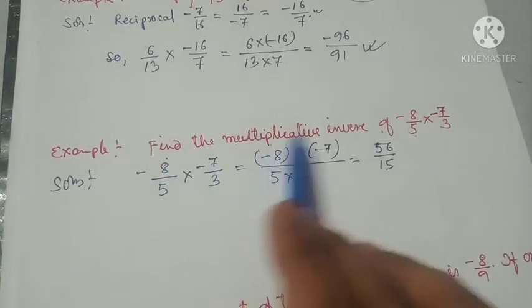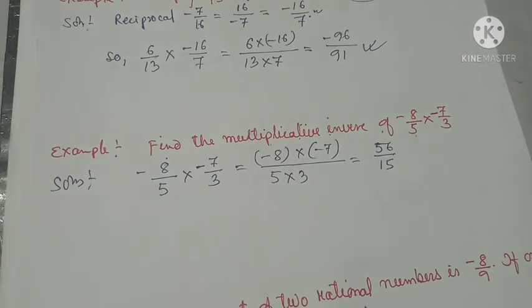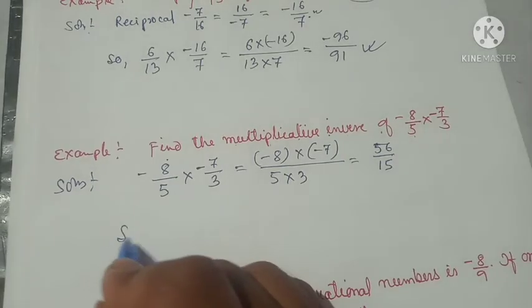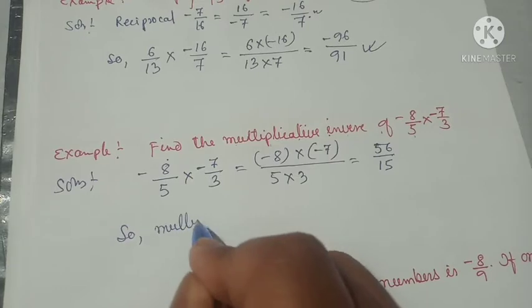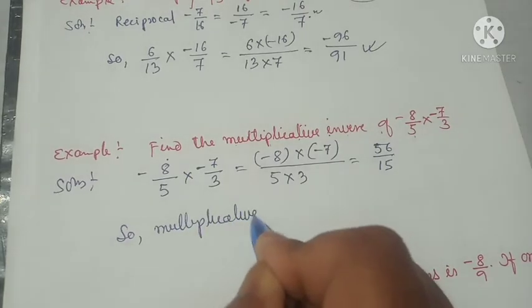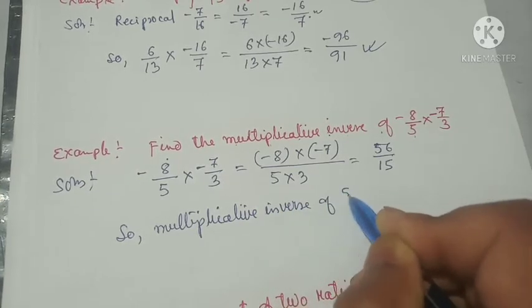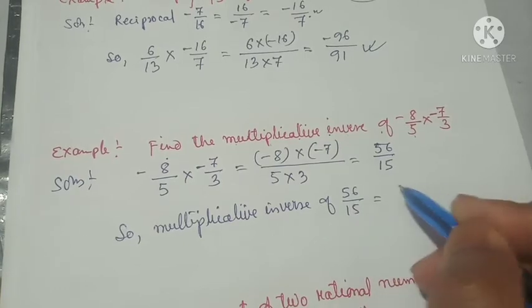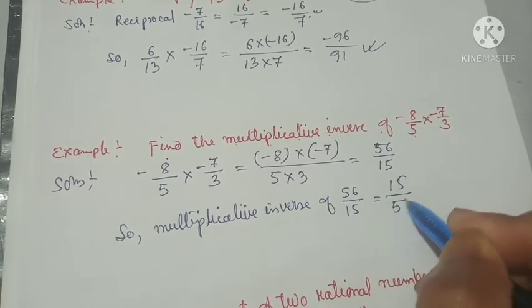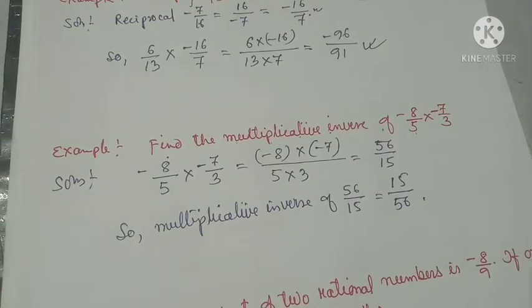Then find the multiplicative inverse. What is the meaning of multiplicative inverse? It means reciprocal. So the multiplicative inverse of 56 by 15 is the reciprocal, 15 by 56. This is the answer we have. These are the two things that we have to discuss. One is about the reciprocal and one is about the multiplicative inverse. The multiplicative inverse and the reciprocal are the same. The questions are different, but the process is the same.